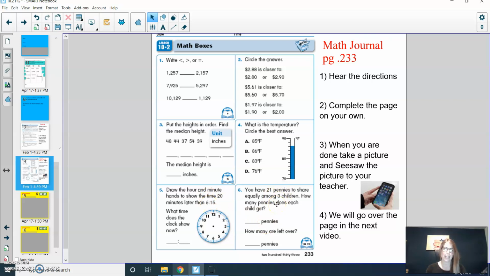You have 21 pennies to share equally among 3 children. How many pennies does each child get? And how many are left over, if there are any left over? So again, please complete this page on your own, send a picture on Seesaw, and then tune in to tomorrow's lesson to go over the answers.